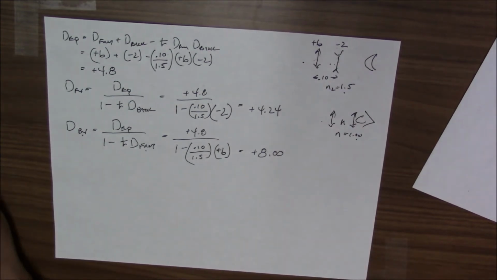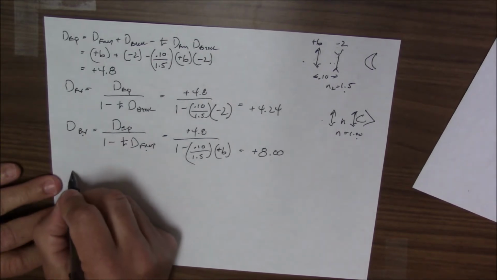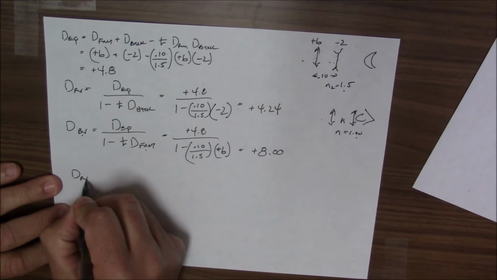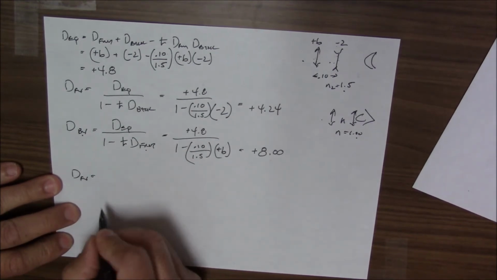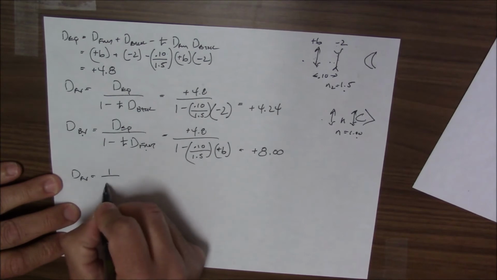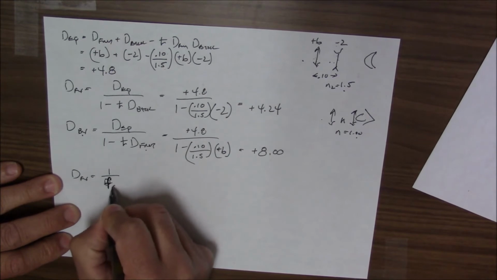Now we also have to find out the focal lengths of what we're dealing with here. So the focal length of the front vertex power. This is our front vertex power again. Now you want to find the focal length of that front vertex power. Just take its inverse. So I take the inverse of the front vertex power, and that's going to give me the focal distance of the front vertex power.